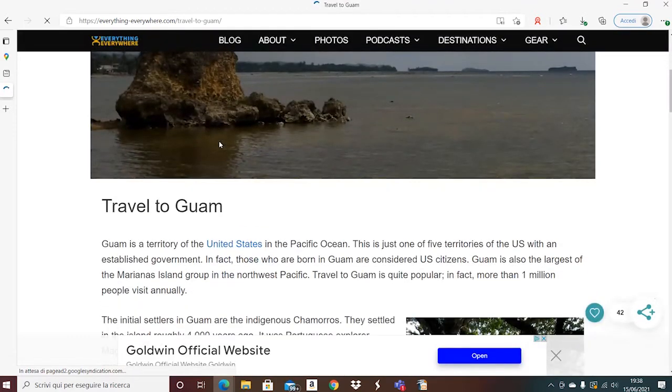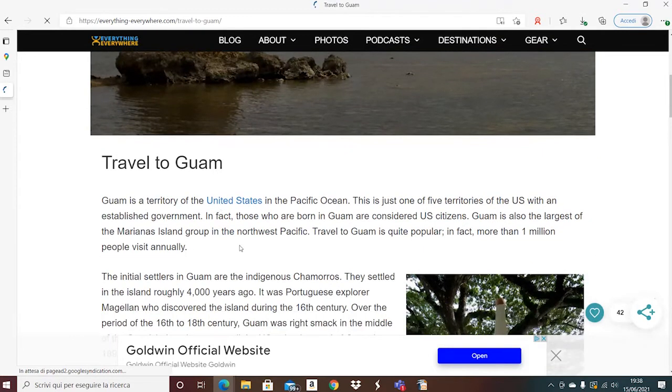So Guam is this tiny territory in the Pacific Ocean, and it's one of the 5 territories of the US with an established government.